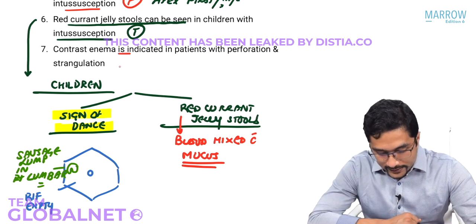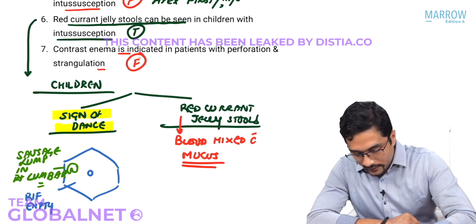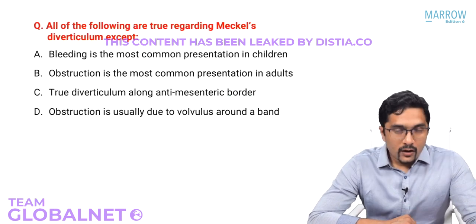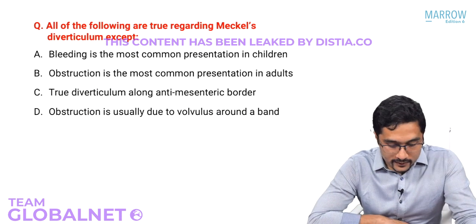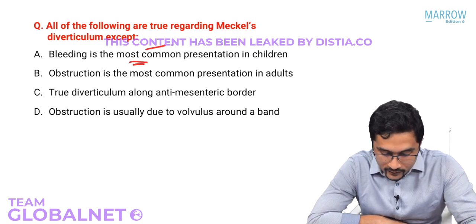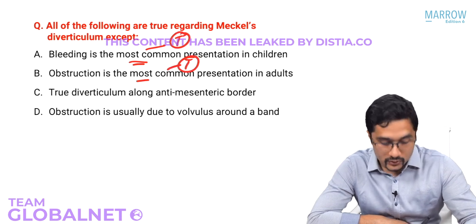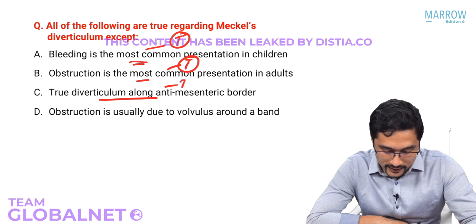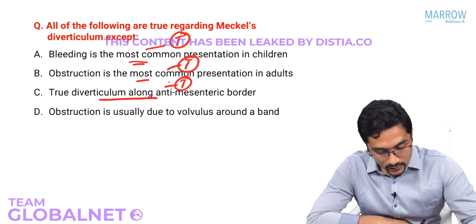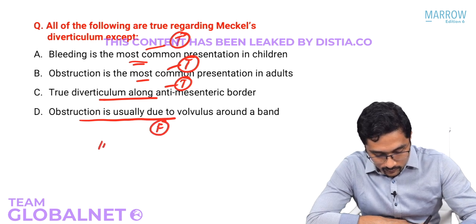Contrast enema is indicated with perforation and strangulation. This is false. In this case, you need to carry out surgery. All of the following are true regarding Meckel's diverticulum. Bleeding is the most common presentation in children. This is true. Obstruction is the most common presentation in adults. This is also true. True diverticulum along the antemesenteric border. This is also true. Obstruction is usually due to a volvulus around the band. This is false. The most common cause of obstruction is intussusception.